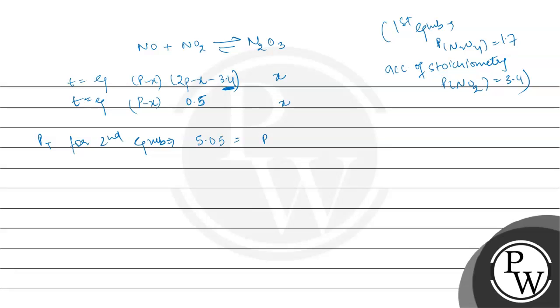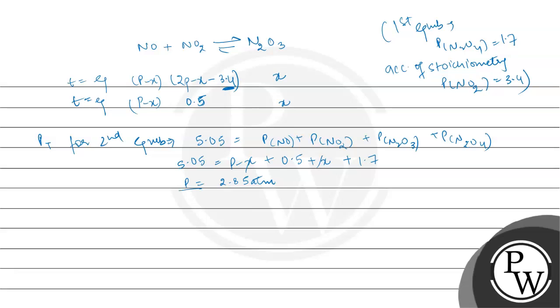This amounts to pressure of NO plus pressure of NO2 plus N2O3, and we also have N2O4 in the same container. So 5.05 is equal to pressure of NO, that is P minus X, plus NO2, that is 0.5, plus N2O3, that is X, and N2O4 is 1.7, which is given. So with the help of this equation, we can calculate the value of P, which comes out to be 2.85 atm. Now we've got the value of P.